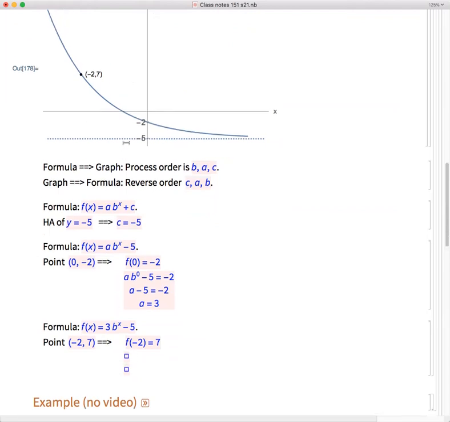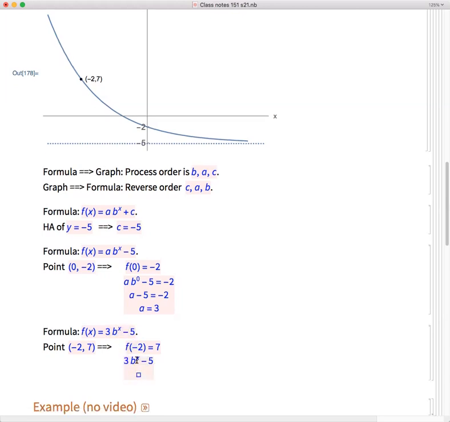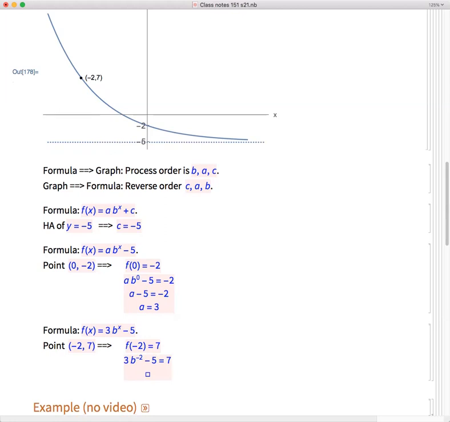So we use the last point that we were given on the graph. We see that (-2, 7) is on the graph. That tells us that f of -2 is 7. So once again, we take our formula for f, and we replace the x with -2. That's f of -2, and that's supposed to equal 7. And now our goal is to solve for b.